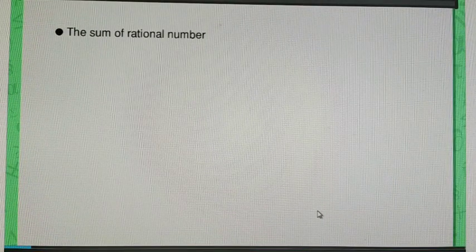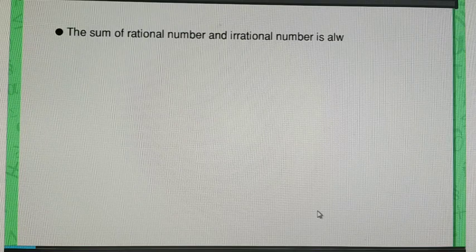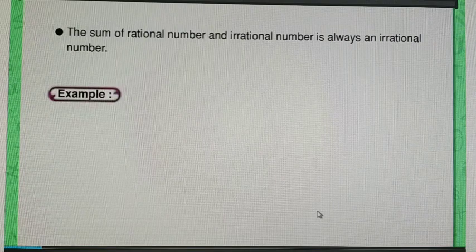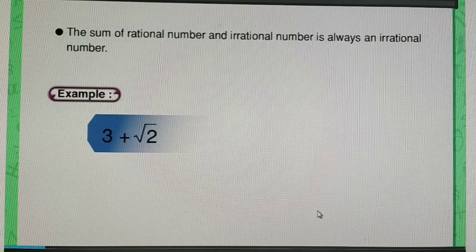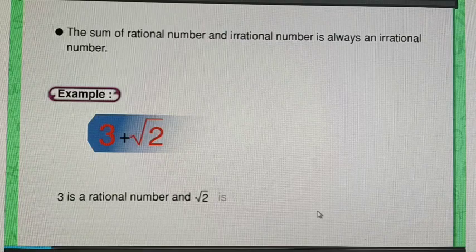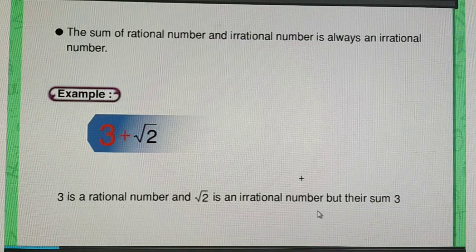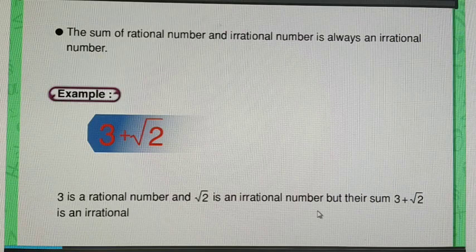First, the sum of a rational number and an irrational number is always an irrational number. Let's take the example 3 plus root 2. 3 is a rational number and root 2 is an irrational number, but their sum 3 plus root 2 is an irrational number.